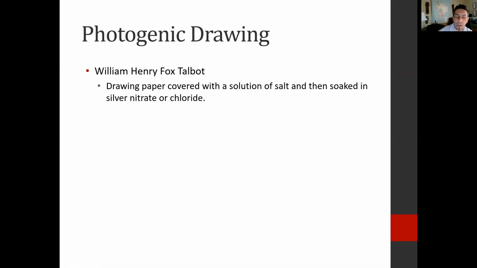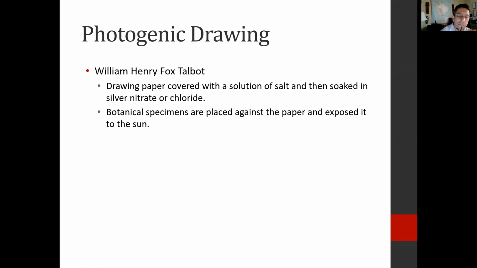The photogenic drawing is basically when you take a paper and you cover it with a solution of salt, similar to what you're doing with a plate, and then you soak it in silver nitrate or chloride. Basically the same process. However, the final outcome was not the same. Unfortunately, when you expose this kind of paper to light, everything on the surface turns at once. So it doesn't change with the same value system as it does with the plates.